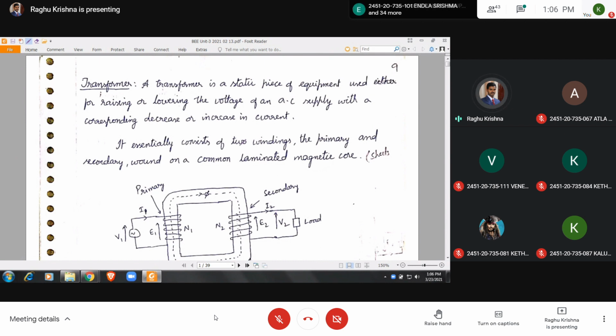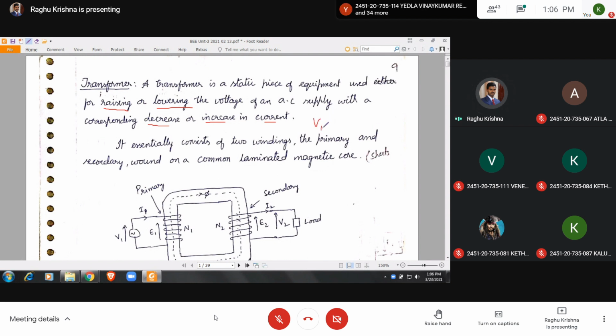So here the function of a transformer is rising or lowering the voltage of an AC supply. When the voltage is increased, current reduces. When the voltage is lowered, current increases, because input power is equal to output power if the losses are neglected. The losses will be very small, about 2 to 3% of the total power.